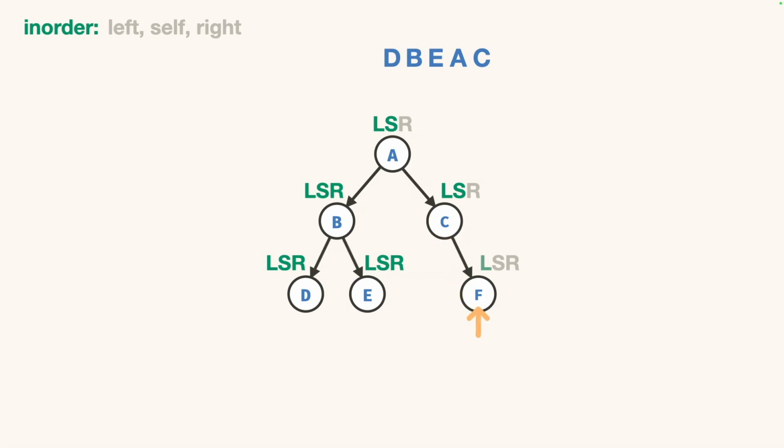F has no left child, so that's automatically done, but F can now process itself. So I add F into the output. F has no right child, so the right step is automatically done. At this point, F is done with all three steps, so it can return back to its parent. Now that I'm at the C node, C just finished processing everything to its right. So now it's also done with all three steps, so it returns again.